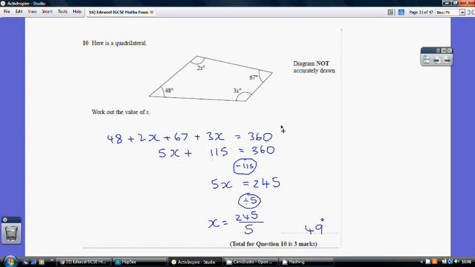Now I'm going to solve this equation. So I'm going to start off by taking away 115 from both sides. So 5x equals 245. Now I'm going to divide both sides by 5. So x equals 245 divided by 5, which is 49 degrees.